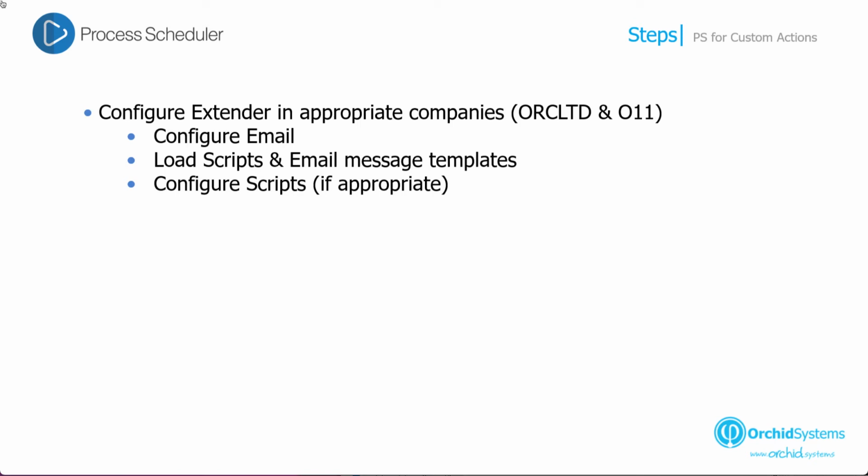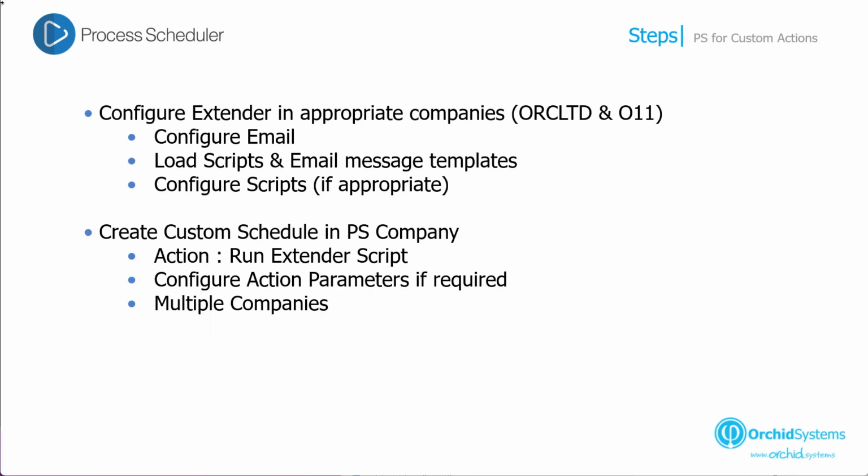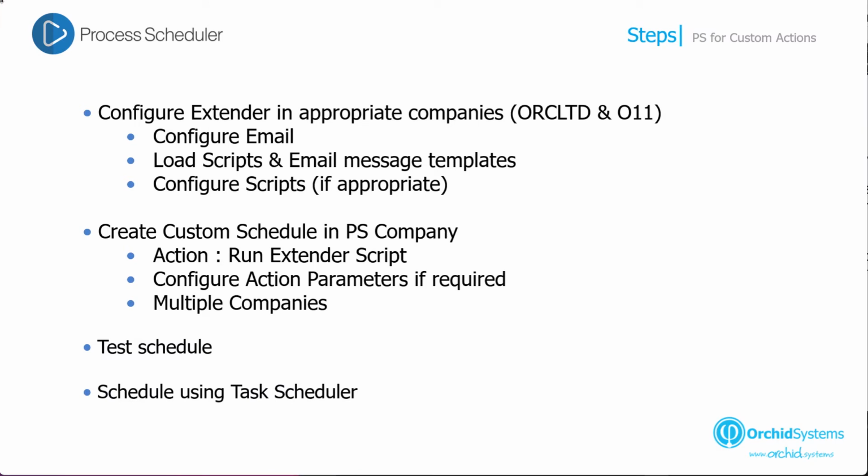And once Extender is loaded and configured in all the companies that we want to run these notifications and alerts, then you go to your Process Scheduler company and you create a schedule. The action is to run an Extender script. You select the company and the script that you want to run, and then you have as many rows for as many companies and scripts that you want to run. And we're going to go ahead and create such a schedule, test the schedule, and then schedule it using the Windows Task Scheduler.